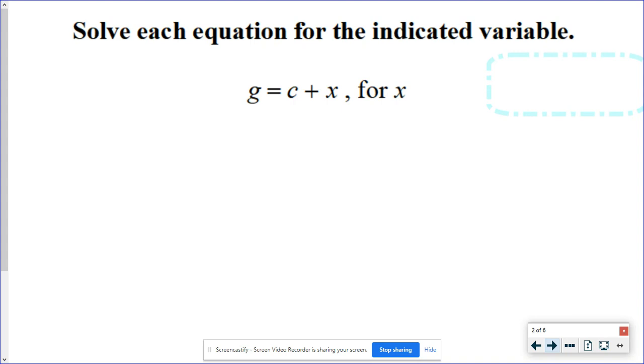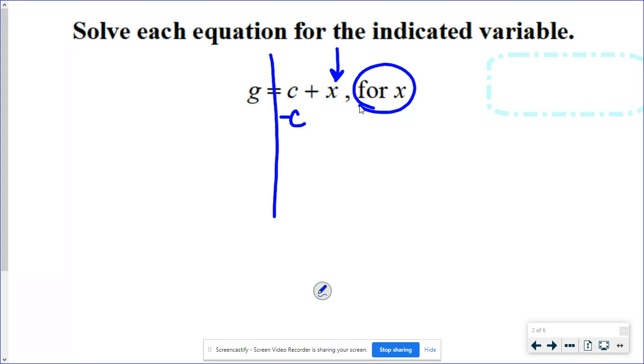So our directions say solve each equation for the indicated variable. When they're talking about the indicated variable, they mean this. I want to get the x. I want to solve this for x. Right now, here's my x. It's being added with the c. I want to get rid of the c. So to get rid of adding something, I would subtract it, right? Don't worry about the fact that it's a variable instead of a number. I would subtract c.